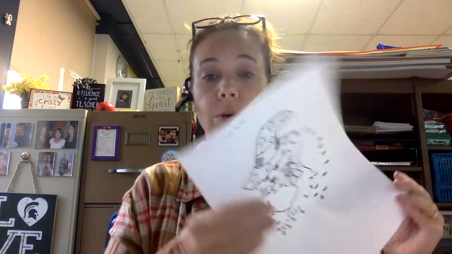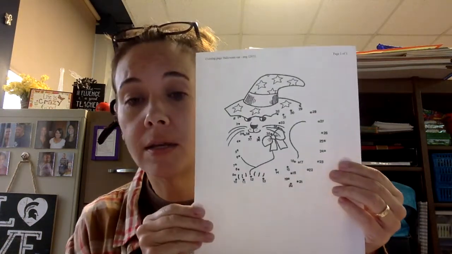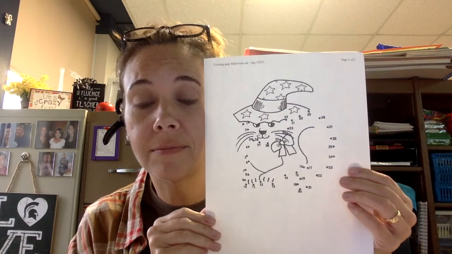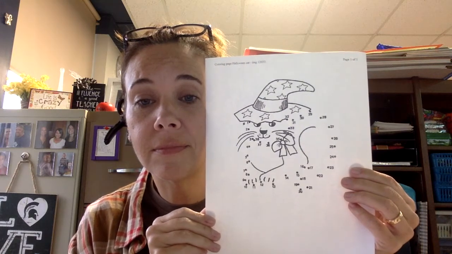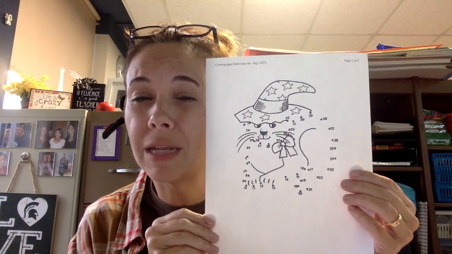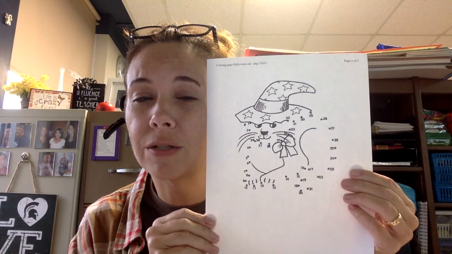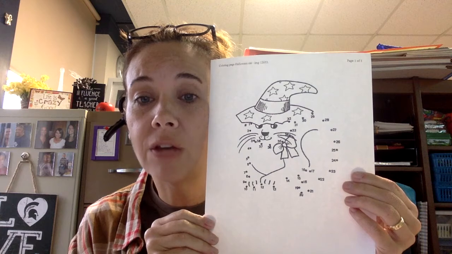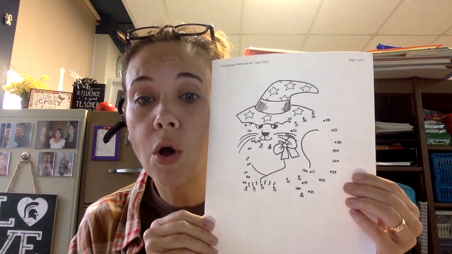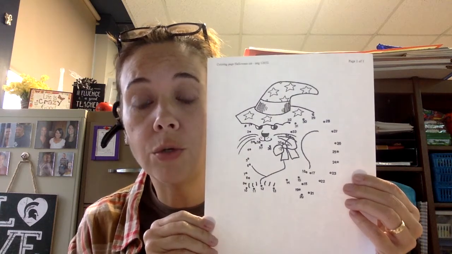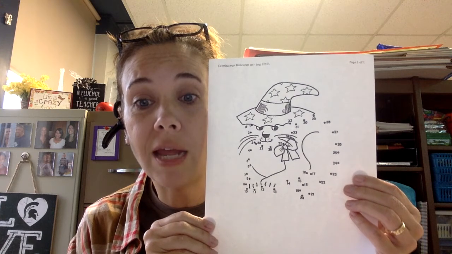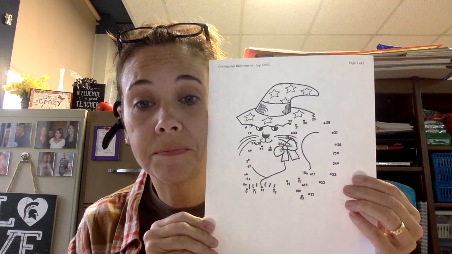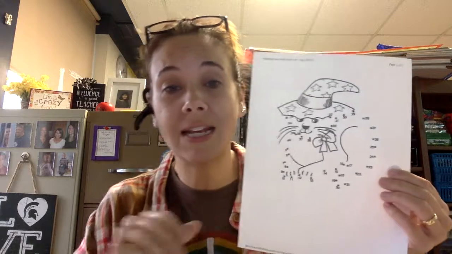Today for math, you're also going to work on your dot to dot. I bet you can tell what kind of animal it is because it has whiskers. Start at 1, and you're going to follow your dot to dot numbers all the way to, I think, 38. Have fun connecting your dots.